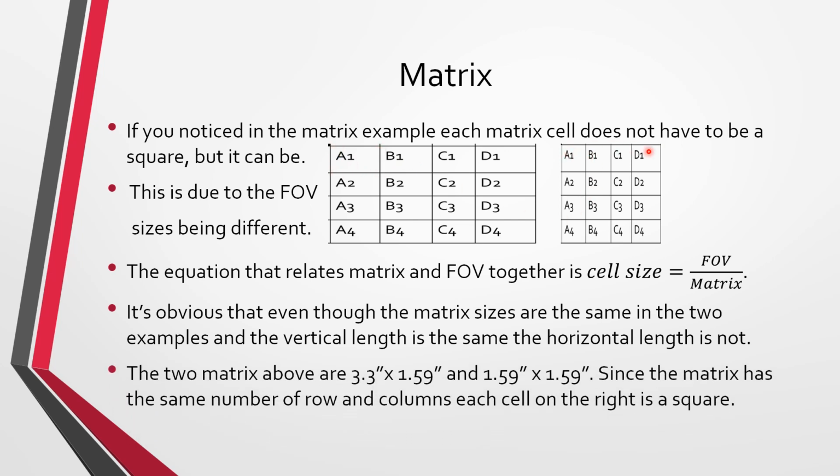The two matrices above actually are 3.3 inches. So this is 3.3 inches long and 1.59 inches tall. And this one is 1.59 by 1.59. This is a 4x4 matrix. The sizes are the same, the lengths are the same here, so these are going to be perfectly square cells, where this one's going to be more rectangular. There are the same number of rows and columns in each cell on the right as on the left squares.